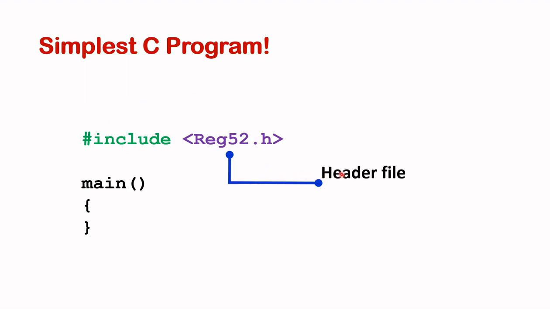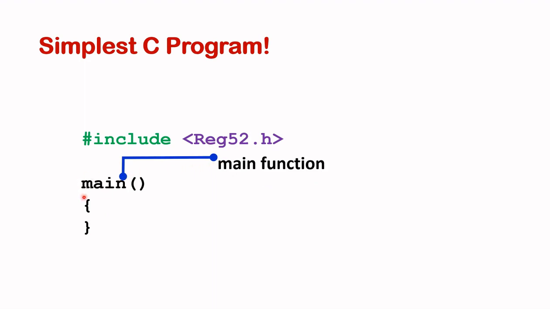This is known as the header file. It contains information that is required by the main program. We'll come to that in a few moments. And this word here, main, with the open and close bracket, that is known as the main function. Now, in all C programs, you must have this main function. All right, it's a must. Any C program that you come across must have this main.